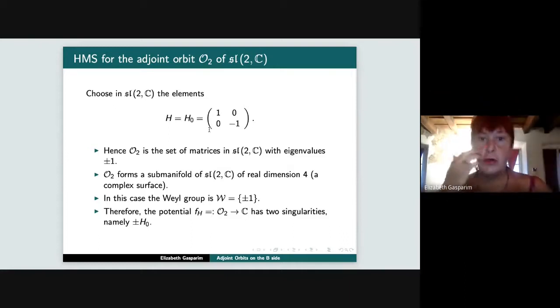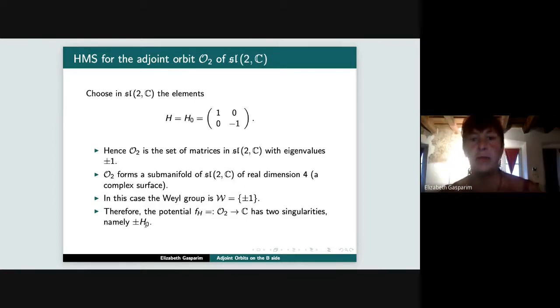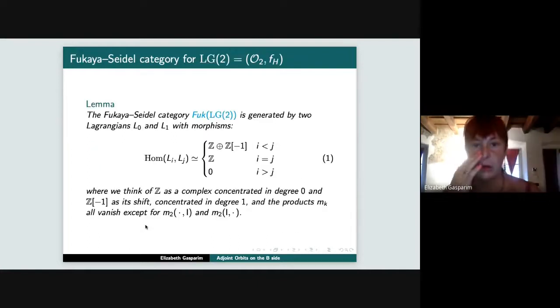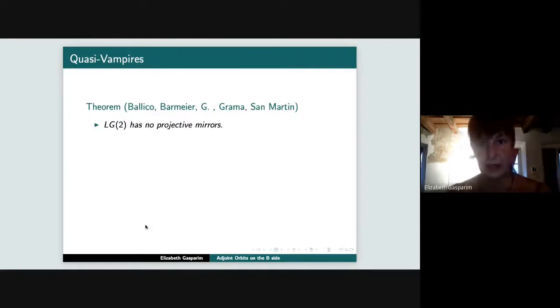All right, so the SL2 case, so the orbit of all matrices which have these two eigenvalues. And for this particular orbit, the potential had two singularities, and we resolved everything and got the Fukaya category that corresponded to that. It is a difficult calculation. It's not that one calculates a Fukaya category all the time. This is difficult for everybody to calculate, but we did it. And then this one is the one that has no mirrors.